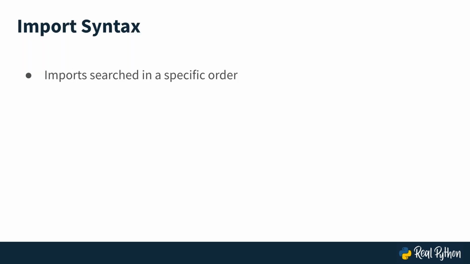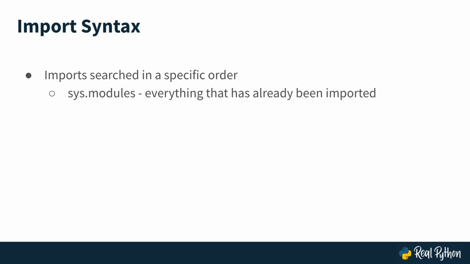When you import something, Python has a couple places to look. First, it looks in the sys.modules cache, which is where everything that was previously imported is kept. If something is already in here, maybe you imported it from another script in your project, there's no need to read another module into the cache.